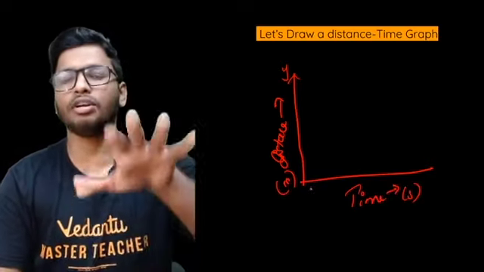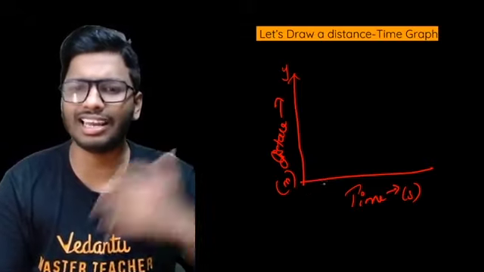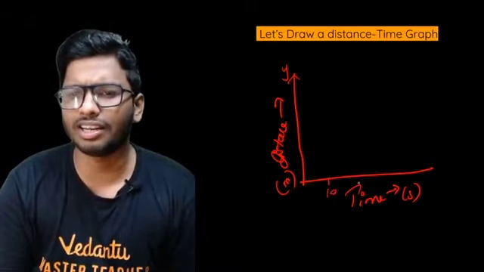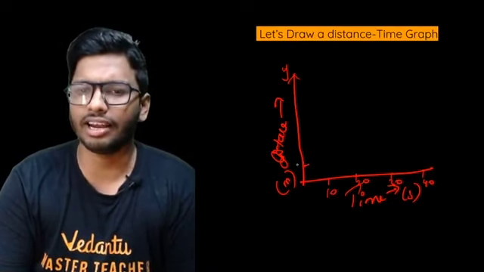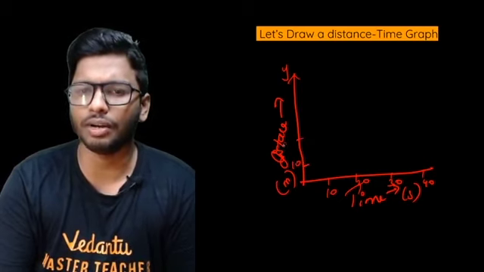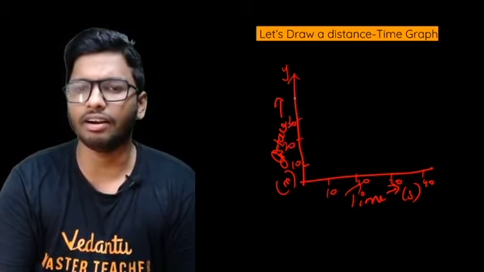All right, so I'm going to draw out a graph. I'll just take any interval. I'll take it as 0 to, let's say, 10, 20, 30 and 40 seconds. Distance covered, I'll take it as 10, 20, 30 and 40.